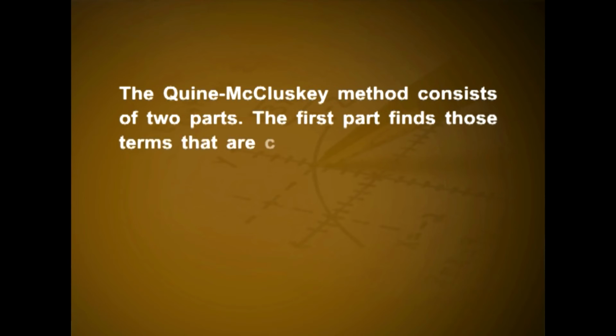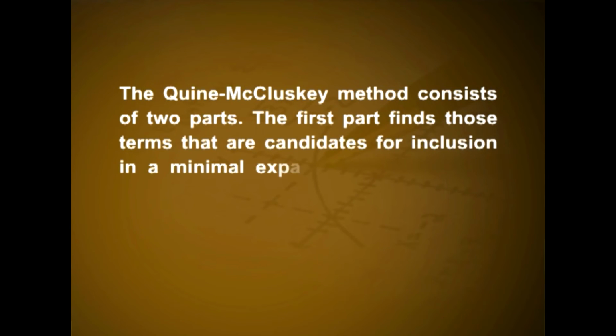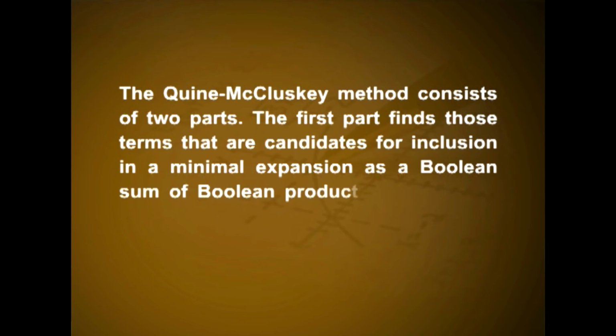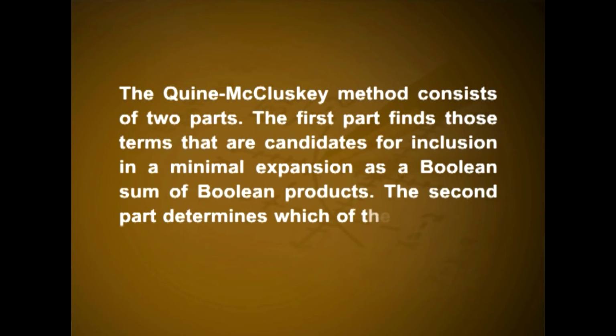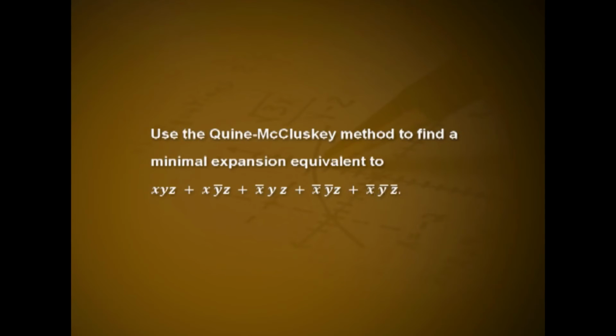The first part finds those terms that are candidates for inclusion in a minimal expansion as a Boolean sum of Boolean products. The second part determines which of these terms to actually use. We will use an example to illustrate how this procedure works by successively combining implicants into implicants with one fewer literal. Example 4. Use the Quine-McCluskey method to find a minimal expansion equivalent to xyz + x ȳ z + x̄ y z + x̄ ȳ z + x̄ ȳ z̄.